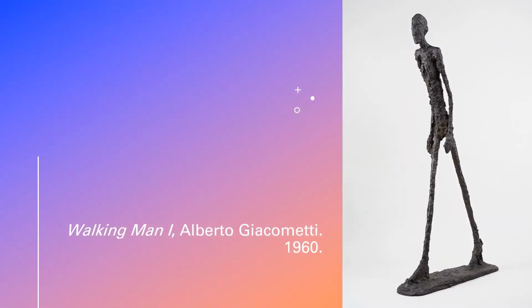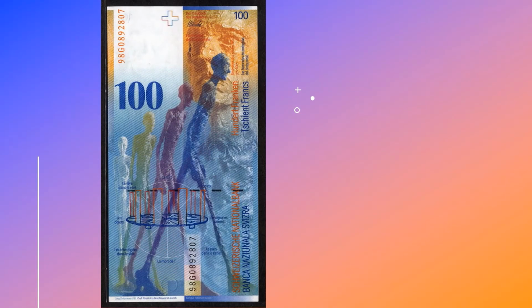Walking Man 1, as you see in this picture, was one of his most famous pieces of art. It's a life-size bronze sculpture, and it is one of the most expensive sculptures ever sold. Currently, it is the picture on a piece of Swiss money. The 100 Swiss franc banknote has a picture of the Walking Man 1. He is very famous in Switzerland.